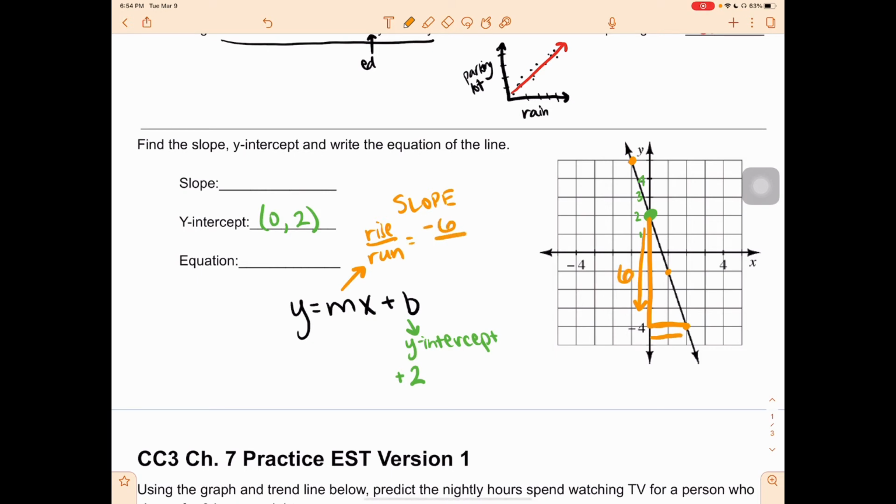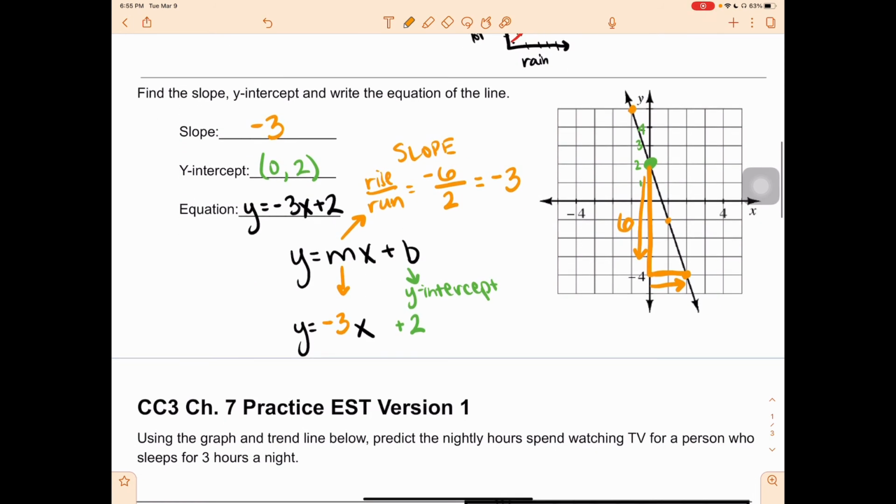And my run, I'm going to the right 2 to get to this point here. So it's a positive 2. And this makes sense since my line is going down from left to right. It is a negative slope. Negative 6 divided by 2 is negative 3. So now I know that my slope is negative 3. So then I write my y equals negative 3x plus 2. That is my equation here. And you want to make sure to specify that your slope is -3.